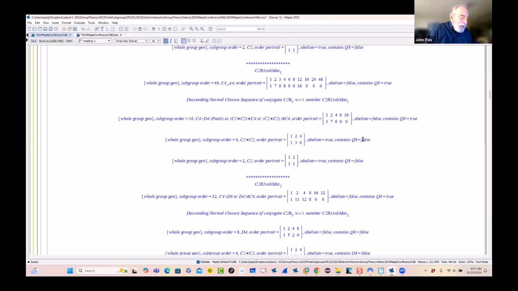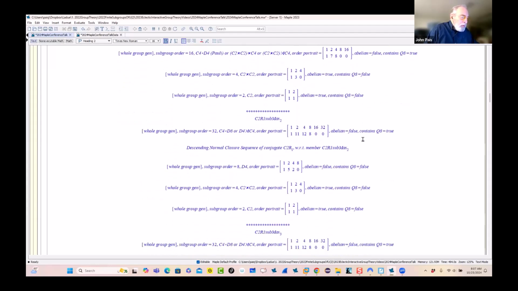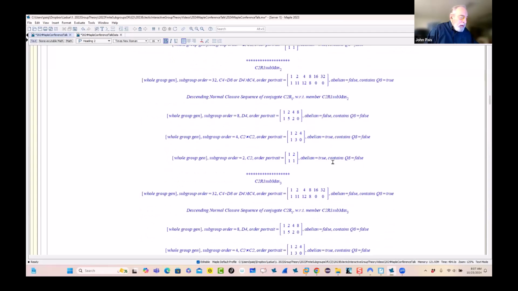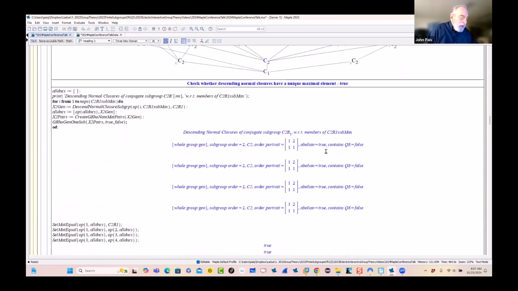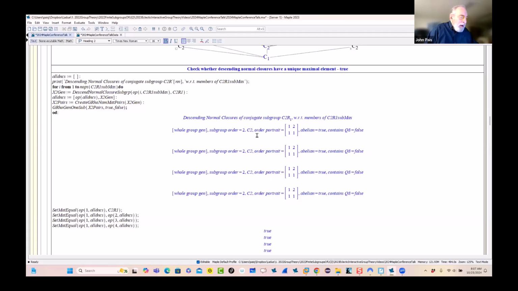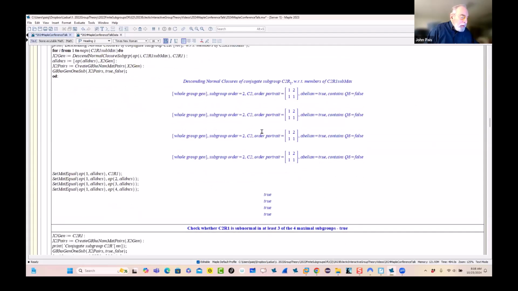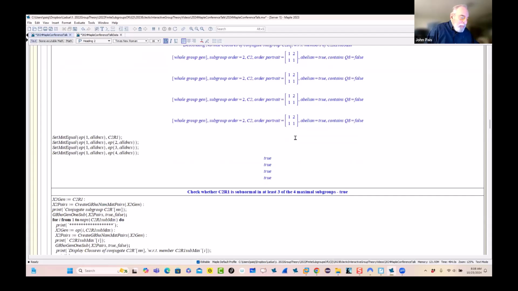I want to make sure it's exactly the same group. Then I do it with respect to 3 conjugate copies of C4 circle D8. And I get D4, C2 cross C2, and C2. And then I get 2 more conjugate copies, and I get something similar. Then I accumulate all these down here so I can see what they are. For each one of those, the descending normal closure was a group of isomorphism type C2. In computing, you want to make sure everything is what it's supposed to be, so I'm going to check that these are all equal, and in addition, equal to my test subgroup. I do that, and that's good.